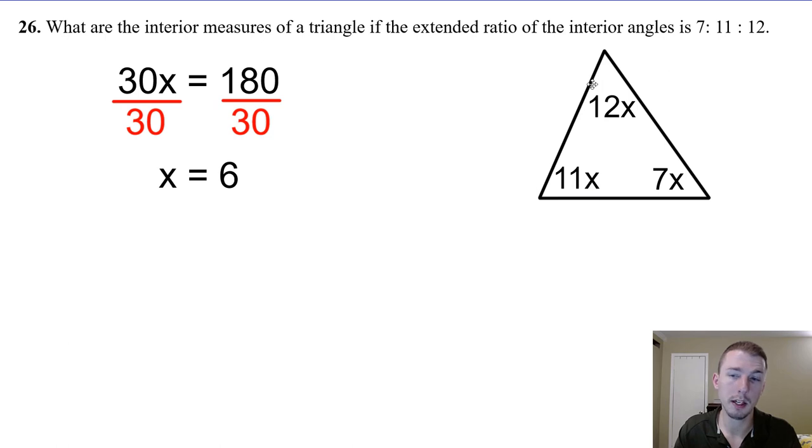And if we want to find out what all these angles are, we just have to multiply it back by 6, right? So 7 times 6 would be 42. 11 times 6 is 66. And then this one, of course, would be 72 left over. All of these angles together have a reduced ratio of 7 to 11 to 12, and we found out that their scale factor in this case would be times 6. That will make them all add up to 180 degrees.